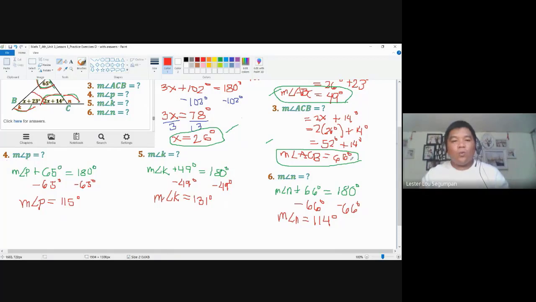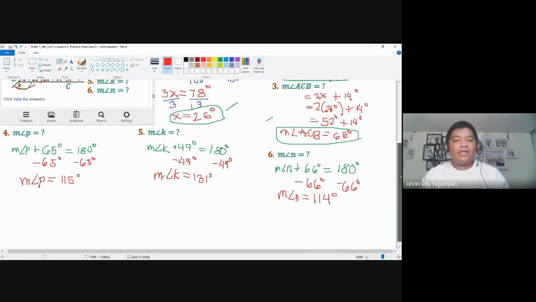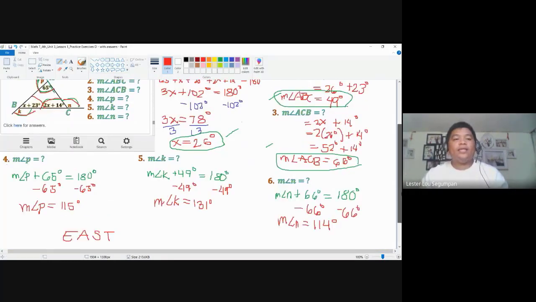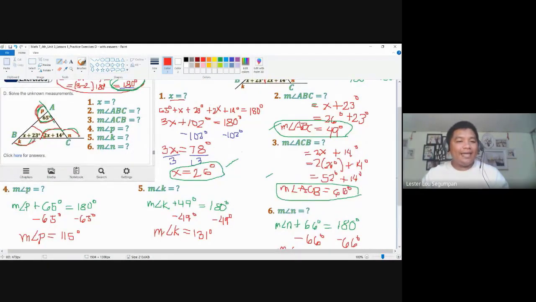The other way of checking whether these three answers are correct is given to us by the exterior angle theorem. Exterior angle sum, sorry, the exterior angle sum theorem. The exterior angle sum theorem tells us that in a polygon, if we take one exterior angle per interior angle, so in this case angle P, angle K, and angle N, and we sum these three up, they must sum up to 360 degrees, and that is constant. That's the theorem: if we have exterior angles, one per interior angle, they must sum up to 360 degrees.